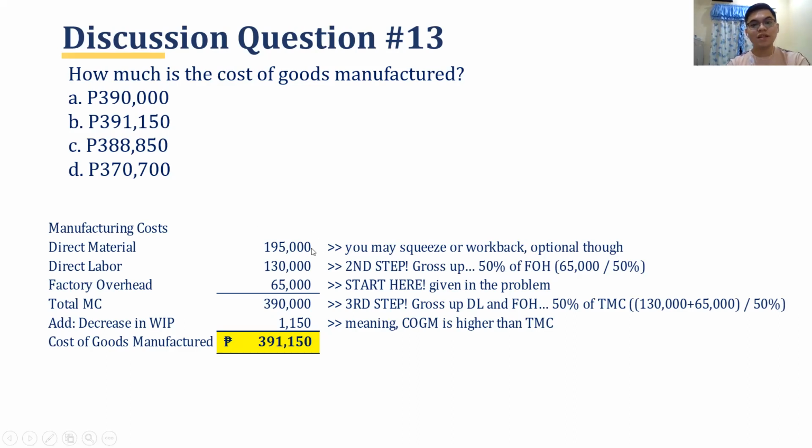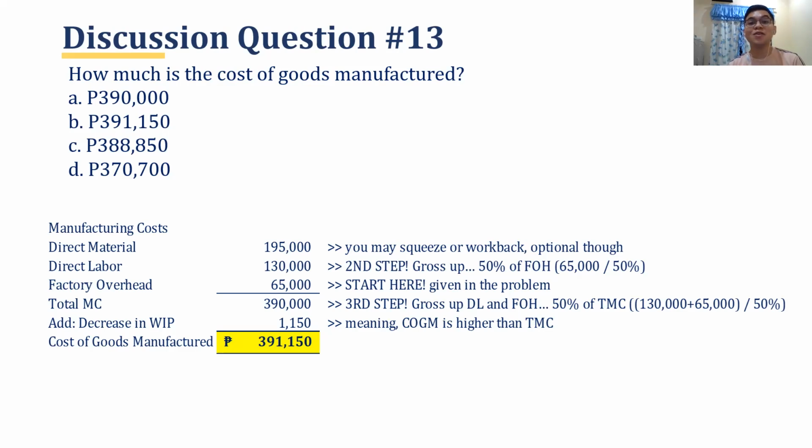Actually, yung pagkuha mo ng direct material, it's already optional. But by simple logic, kasi nga 50% ng total manufacturing cost ay yung pinagsamang direct labor and FOH. Ibig sabihin, yung other 50% is direct material and it's equal to the sum of the two. So that's a total of 390,000 na total manufacturing cost for the company. So ito, total manufacturing cost pa yan.